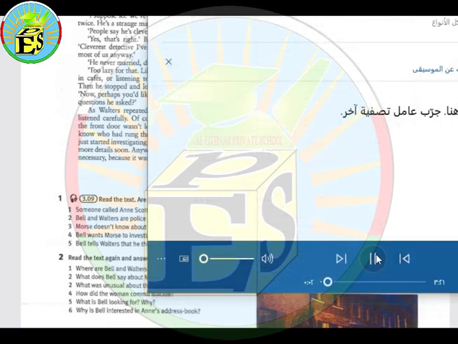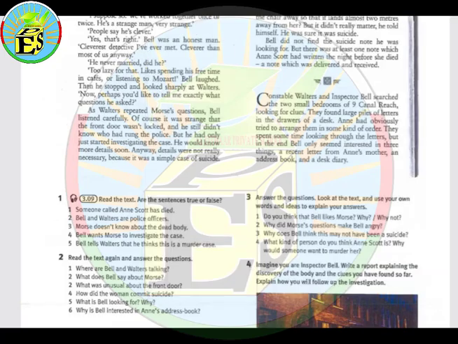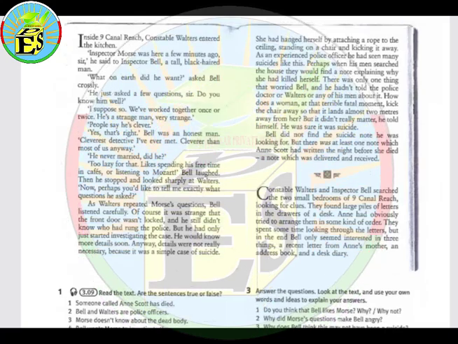Page 74. Exercise 1. Read and listen to the text. The Dead of Jericho by Colin Dexter.